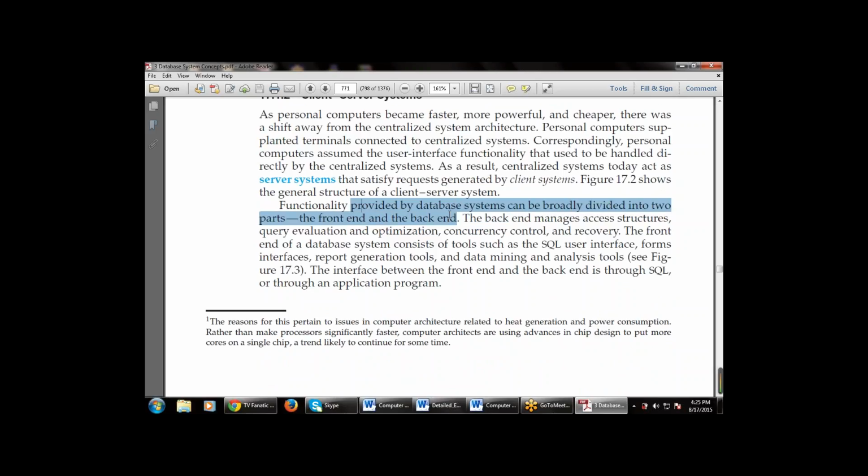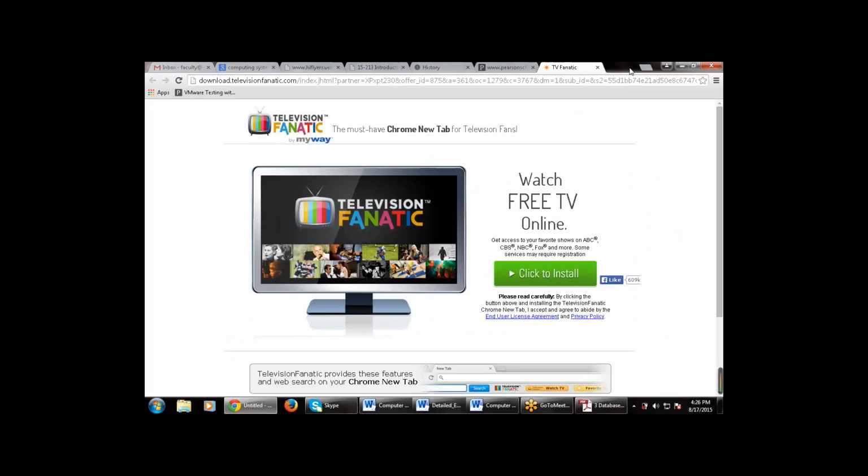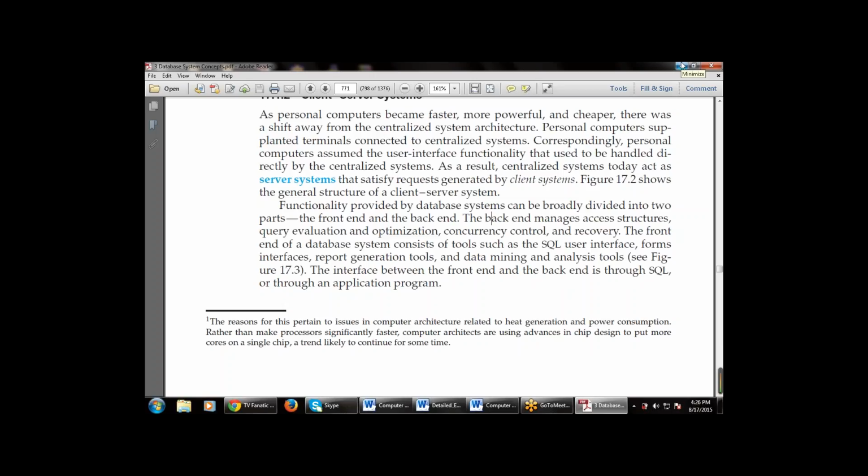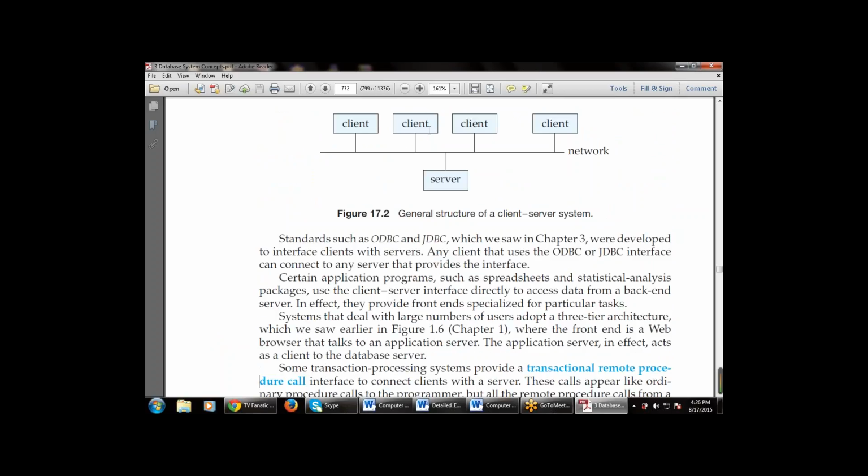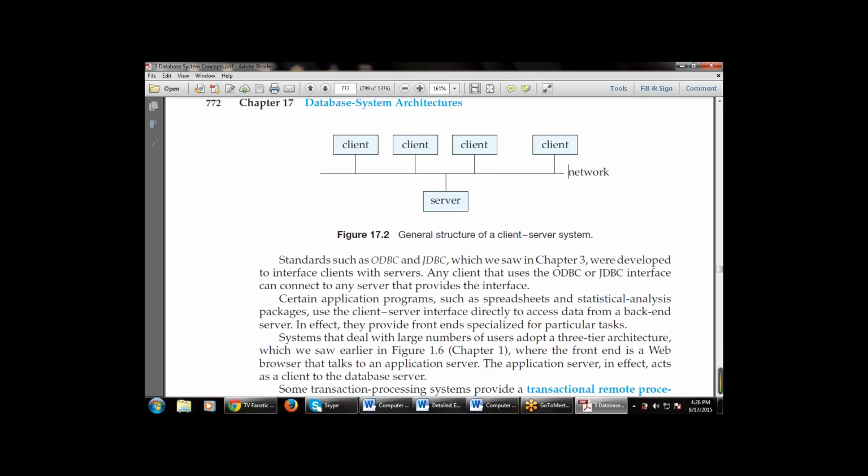The functionality provided by the database system can be broadly divided into two parts: the front end and the back end. The back end is not visible to the users, but all the work is done there. The front end is everything that is displayed to the user. So this is the general purpose client server machine. There will be one server, this is the network, and these are the multiple clients available.